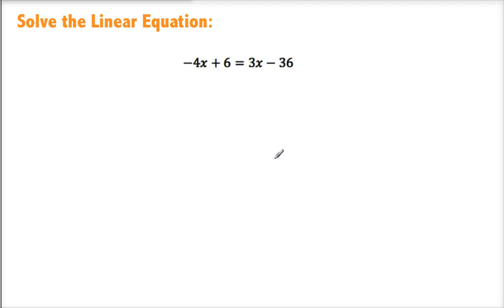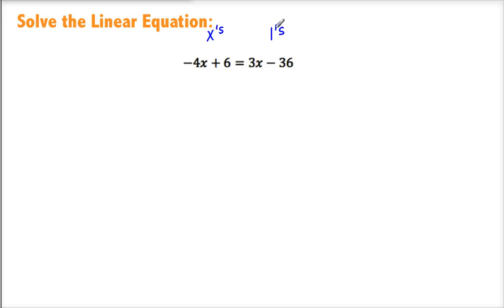Here's an example that looks a lot like the problems on your assignment. So let's solve this equation. Notice we have x's on both sides of the equal sign, and that's a problem. I need all of my x's together on one side, and I need all of my numbers on the other side. So let's just say we want all of our x's on this side of the equal sign, and I want all of my ones on this side.